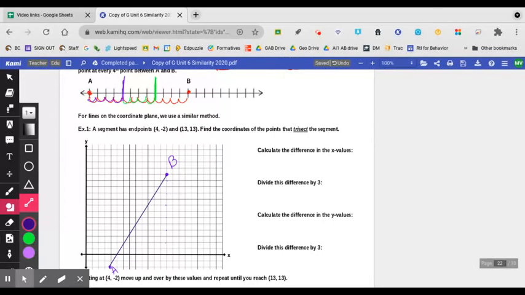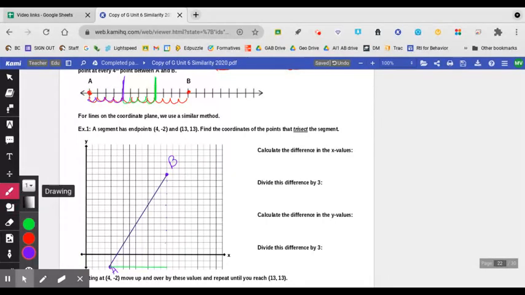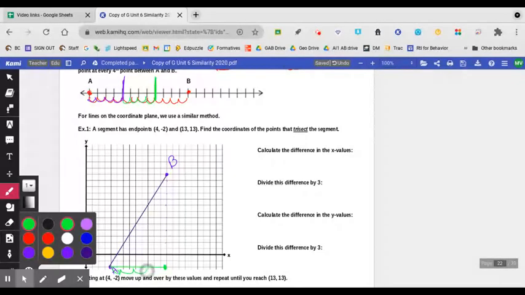So first what we need to do is figure out the horizontal distance. So from A over to here. To do that, I'm going to count that distance. So from A to here, because that's down from there. So that's 2, 4, 6, 8, 9. So the difference is 9. I divide that by 3. So 9 divided by 3 equals 3.